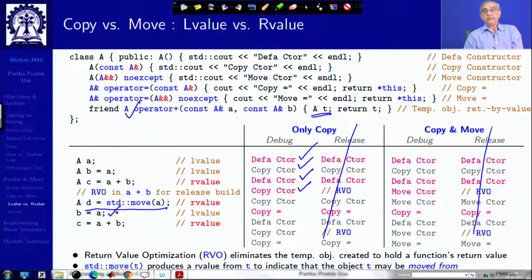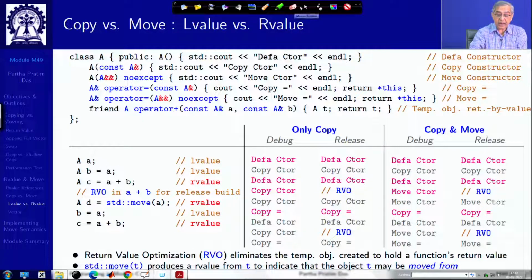Suppose I do an assignment of A to B, the copy assignment. Suppose I do A plus B and assign it to C, default construction of T, copy construction for doing the return by value, you need a copy construction, and finally, the copy assignment happening here. So, this is what happens if you just have the copy constructor and copy assignment operator.